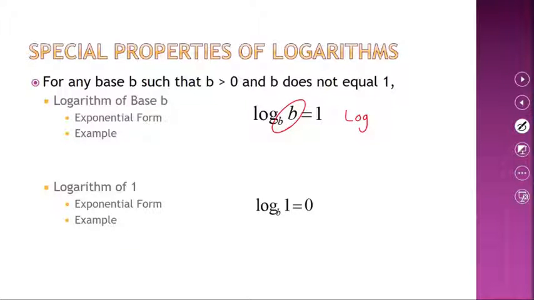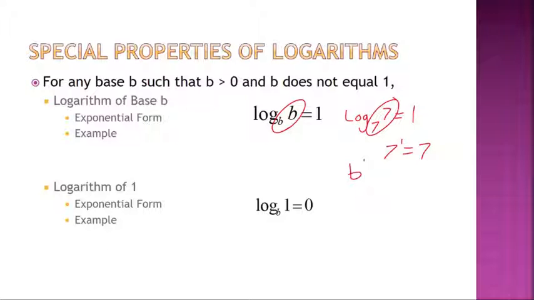An example of that would be log base 7 of 7 equals 1, because these two numbers are the same. Essentially that's saying 7 to the first power equals 7, which is always going to be true. If you take any number to the first power, it's always going to equal that same number. 7 to the first power equals 7. X to the first power equals x.